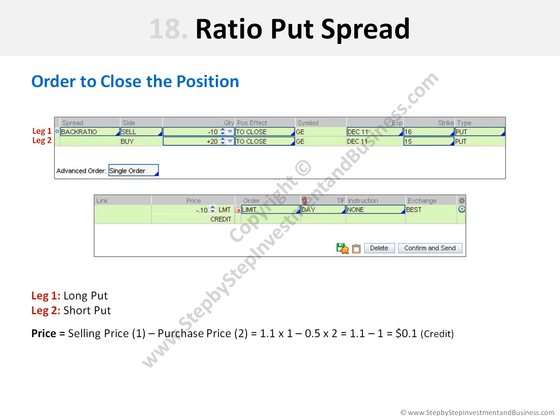On the other hand, here is an example of the order we must enter to close the position. It is an order with 2 legs. Leg number 1 consists of selling the puts we had bought. Leg number 2 consists of buying the puts we had sold. The entered price is given by the difference between the selling price and the purchase price. In this case, 1.1 multiplied by 1 minus 0.5 multiplied by 2, which is equal to 10 cents. This is the money, expressed per share, that will be credited to our account when the order is filled.